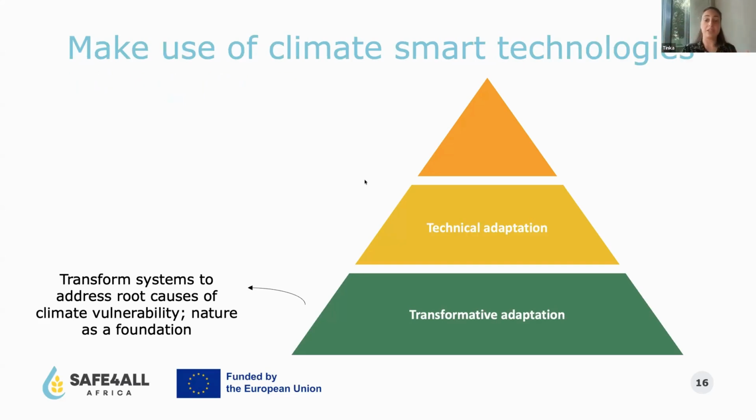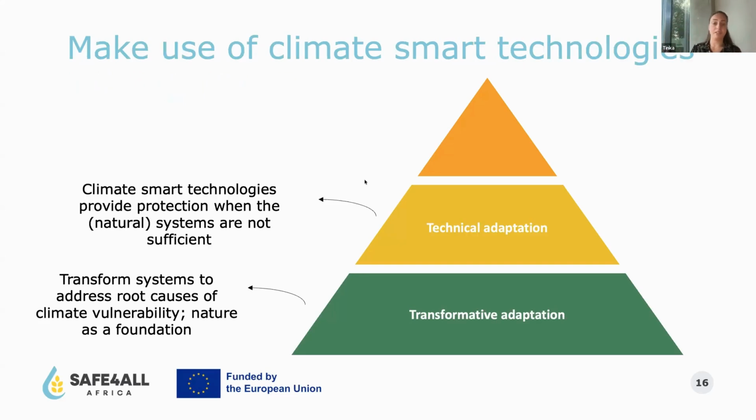Then on top of that, we can implement technical adaptation actions. So we saw before the dams or the irrigation, and they are often climate smart technologies. And they basically provide protection when the system below it is not enough. So we build upon the transformative adaptation, we build technical adaptation, to together prevent impacts. And we really need both of them.